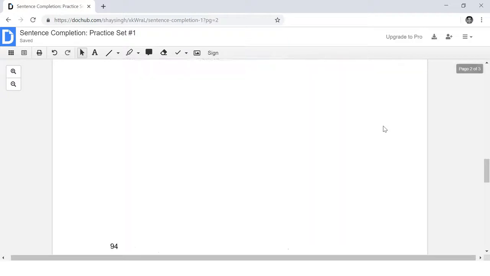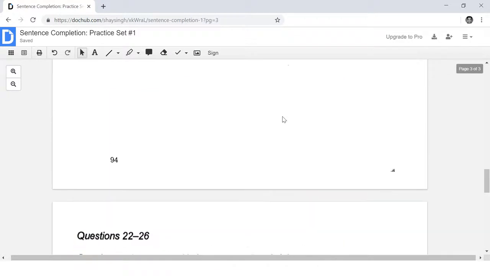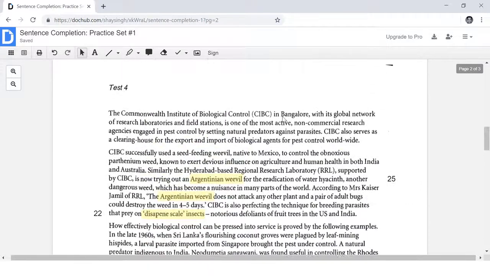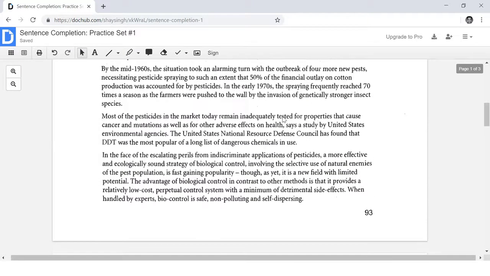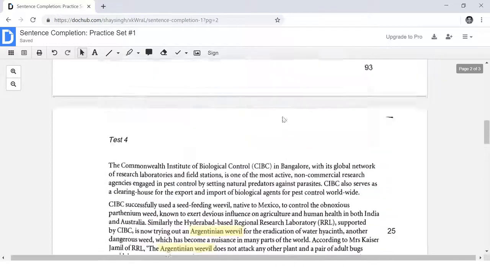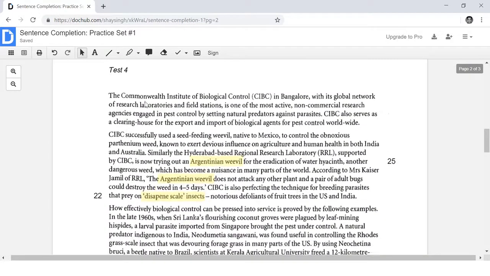So since we're looking for the answer to question number 23, I would expect to find this keyword somewhere up here, perhaps somewhere around here. So I'm going to start scanning from over here since I'm assuming that this goes in order. So Neodumita, something like that. Okay, I don't see that here.